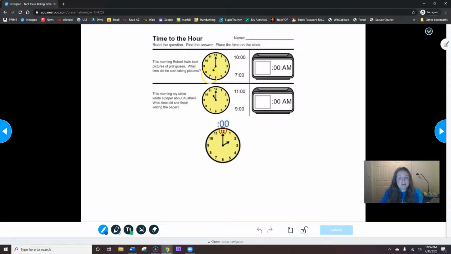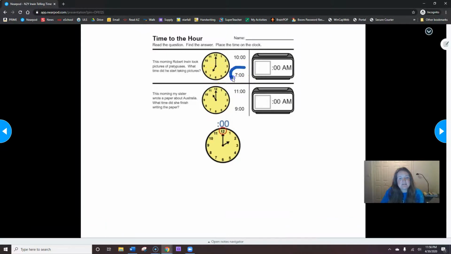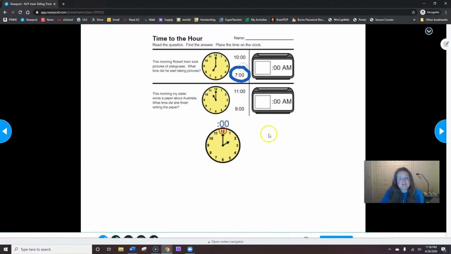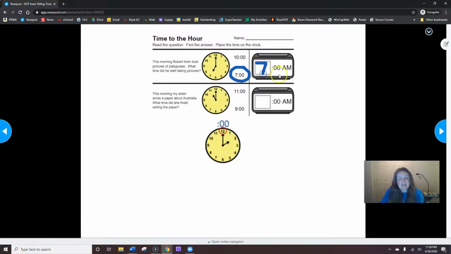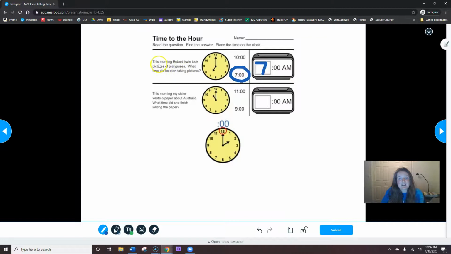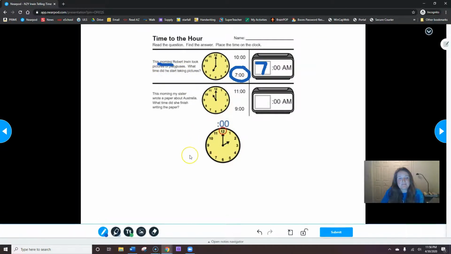So, we have to look at the little hand. The little hand is either pointing at the 7 or the 10. Because when the big hand's pointing at the 12, that's what shows us the o'clock in all the answers. So the little hand, what is it pointing at? 7. So I'm going to circle 7. You need to circle 7. And then we need to write 7 on the clock. And it says AM because AM is morning.